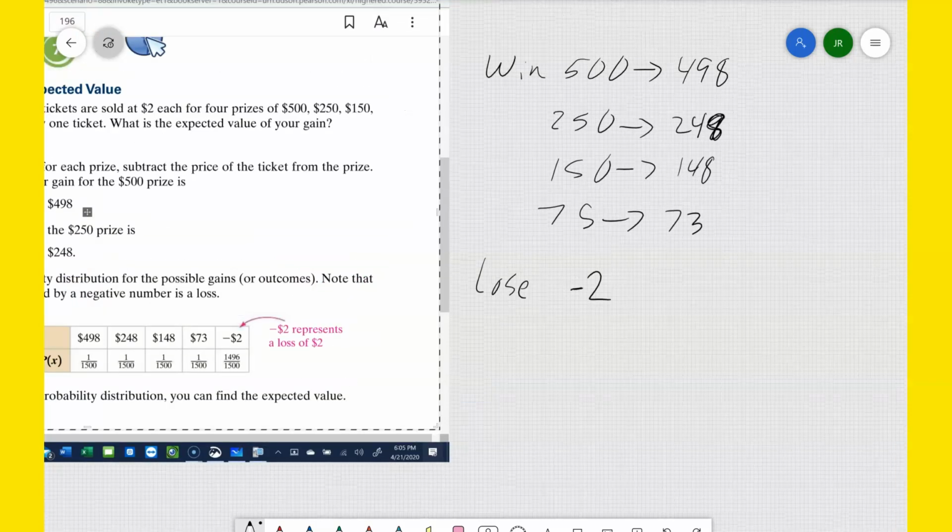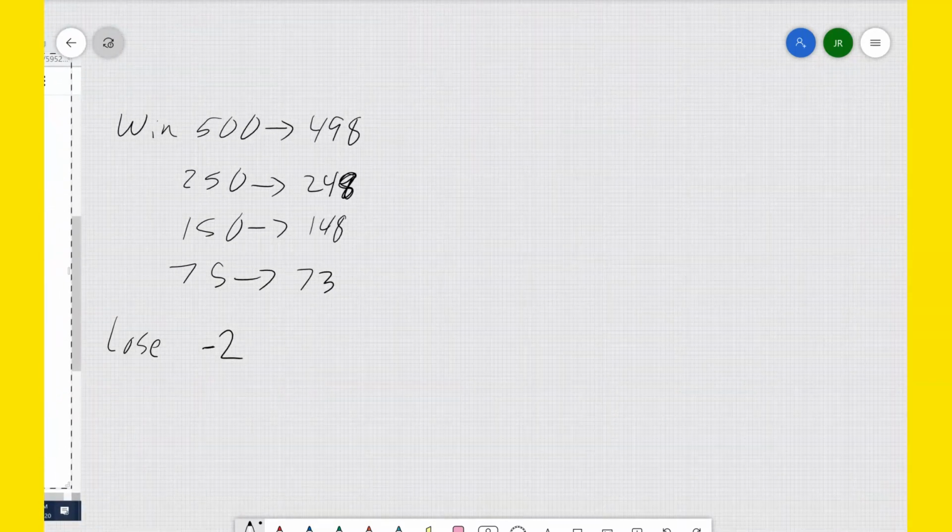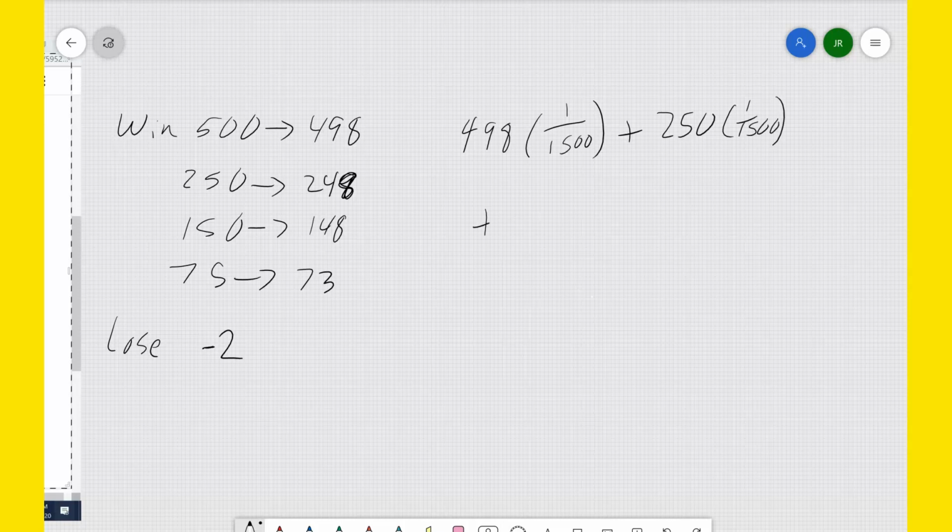There's 1,500 tickets, so here's how I get the expected value. I say one outcome is I get $4.98. The probability of that outcome is 1 out of 1,500. Another outcome is I win $250. The probability of that outcome is 1 out of 1,500. Another possibility is I win $150. The probability of that is 1 out of 1,500.